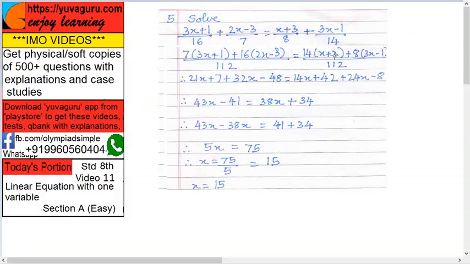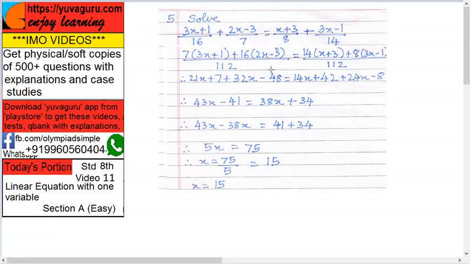So 14 into x plus 3 plus 8 into 3x minus 1. Now 112 is common, so it gets cancelled. So only the numerator remains now. So 7 into 3, 21x plus 7 plus 16 times 2 is 32x minus 16 times 3 is 48 equals 14x plus 14 into 3, that is 42, plus 8 times 3 is 24x minus 8.